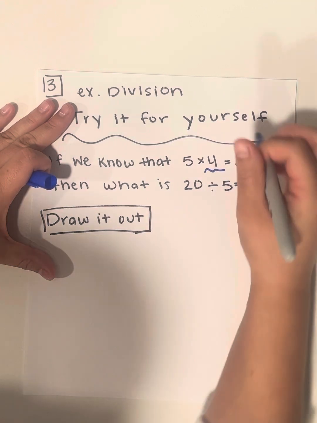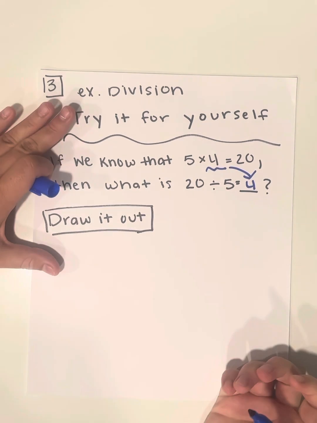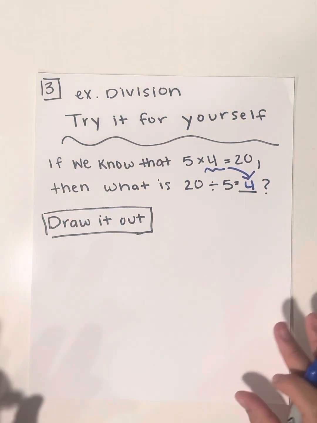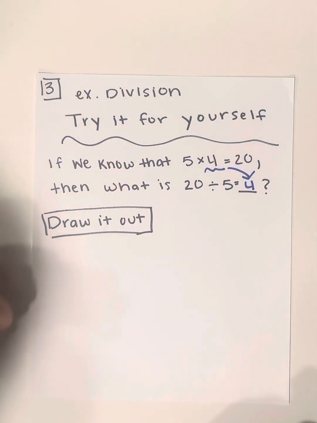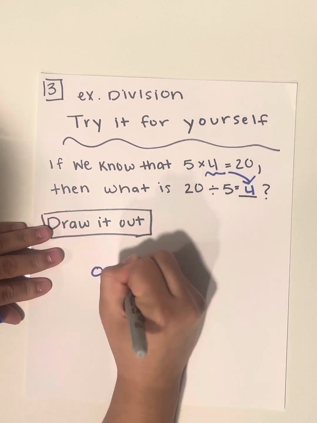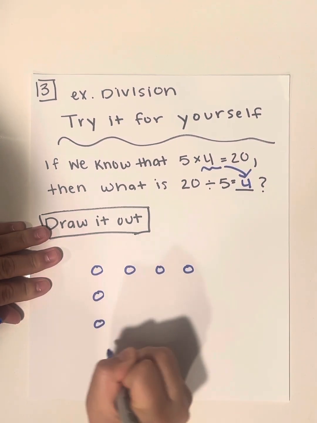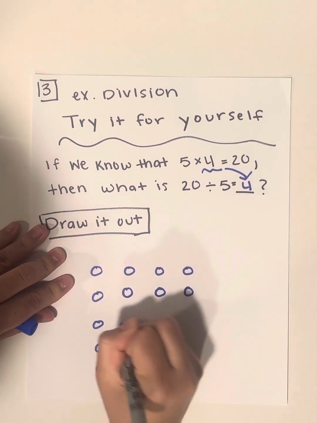We know that the missing number here is the 4. So we would just move our 4 over and then we would know that automatically. But since I did ask you guys to draw this out, your page should look a little something like this. I'm going to go ahead and draw that out for you guys now. 3, 4, 3, 4, 5. I'm going to go ahead and fill this up.